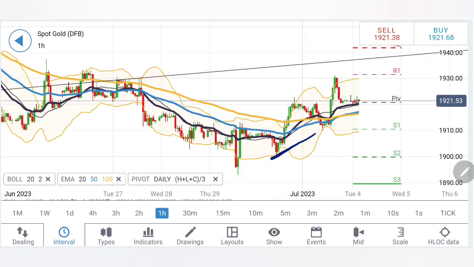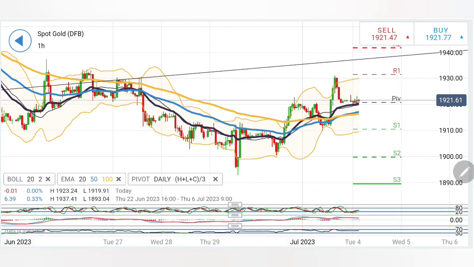Now on the upside, since it is creating higher lows and higher highs, beyond 1925, this is the zone where it is also the top of the Bollinger Bands, 1930-32. I will expect it to go towards 1938 and 40 levels, which is a very good resistance zone. But let's have a further detailed look.